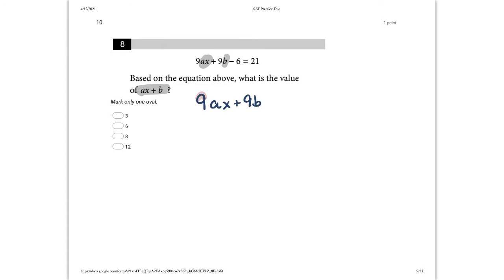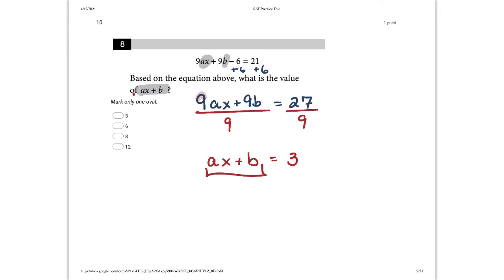So we'll slowly get this alone by adding 6 to both sides, giving us 27. And then to get rid of the 9s, we'll divide the left side by 9 and the right side by 9. So we just end up with ax plus b on the left, and 27 divided by 9 is 3. So ax plus b, which they wanted us to find, is 3.